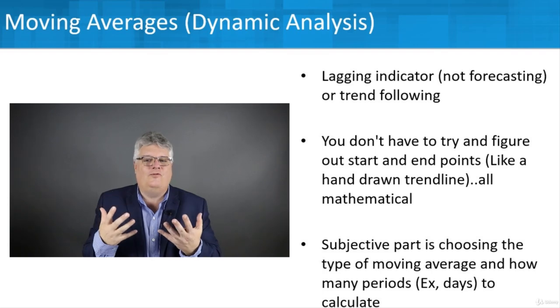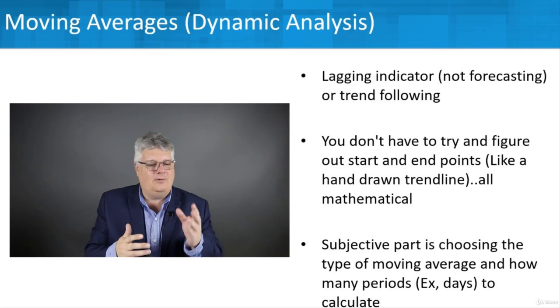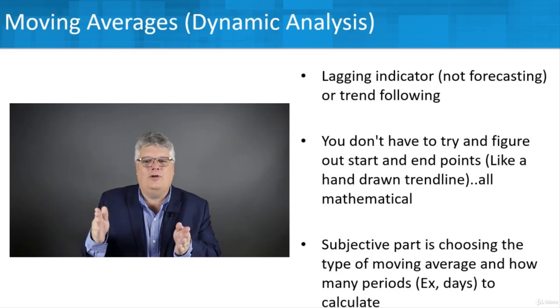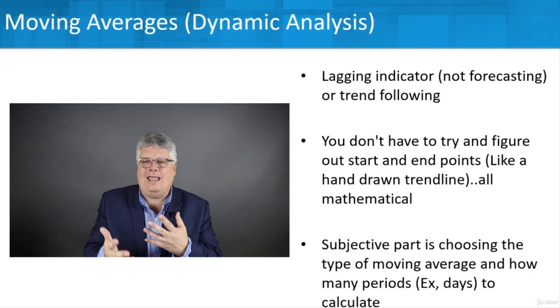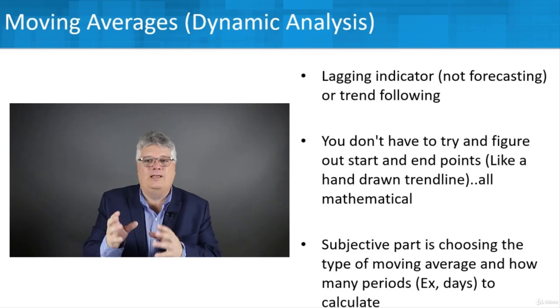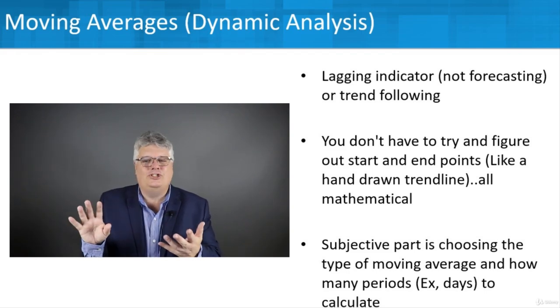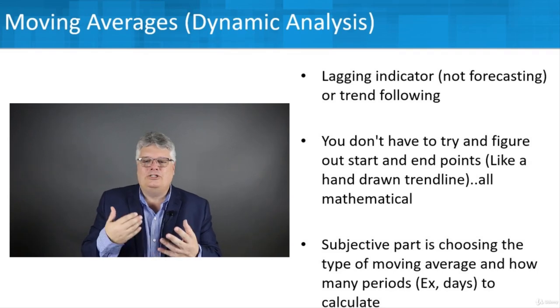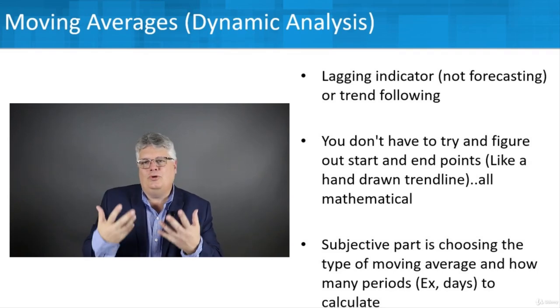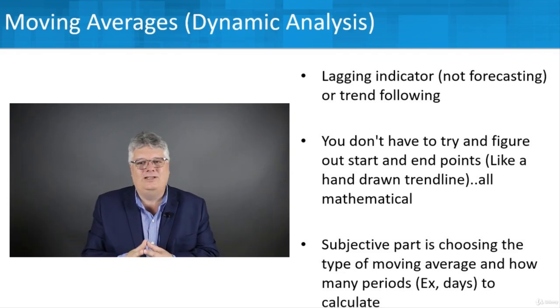Also, you don't have to figure out the start and end points, which is nice. When we were looking at trend lines, we had to figure out where's the start, where's the end, then draw my trend line. You don't have to do any of that, any hand-drawn trend line drawing. It's all basically mathematical, and the trading platforms do this automatically for you. You just set the parameters, how many days you want your moving average to look at, and the type of moving average you want to use, which we're going to learn about. Then it's all shown right on the chart, and you can make decisions based on that. The subjective part is really just choosing the moving average you want to use and how many periods. The rest is mathematical and automatically done for you.